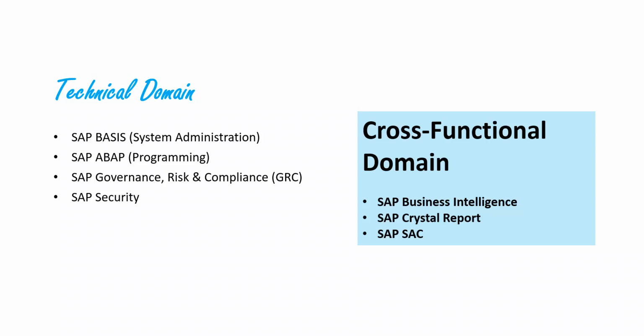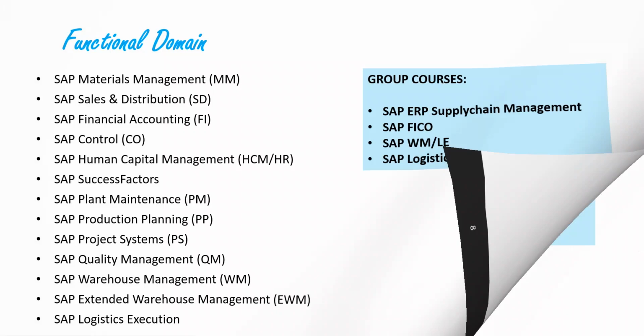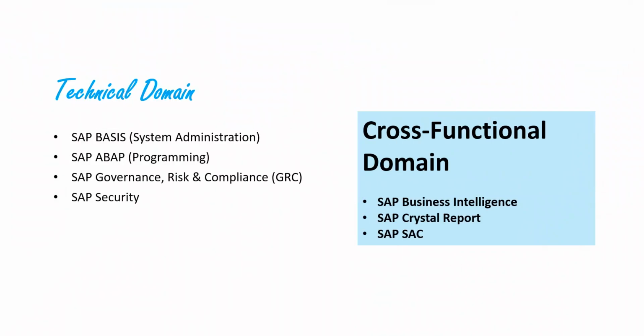You have SAP BPC, which is business planning and consolidation. That is actually in the functional domain. You have SAP EHS, which is product safety and stewardship, which is under environmental health and safety. All right, so you have product safety and stewardship in the S4HANA. All right, so these are the different domains and the courses we have within the SAP system.